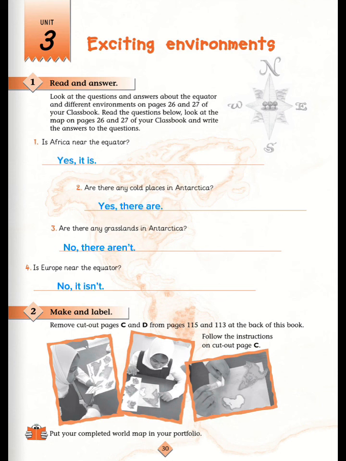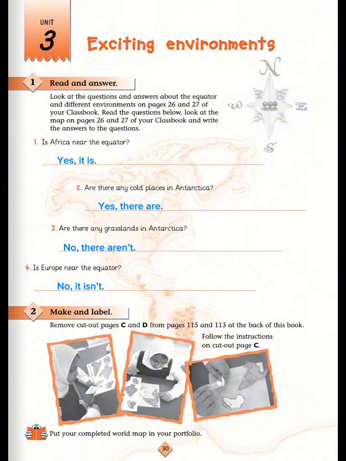Is Africa near the equator? Yes, it is. Number 2. Are there any cold places in Antarctica? Yes, there are. Number 3. Are there any grasslands in Antarctica? No, there aren't. Number 4. Is Europe near the equator? No, it isn't. Exercise number 2.